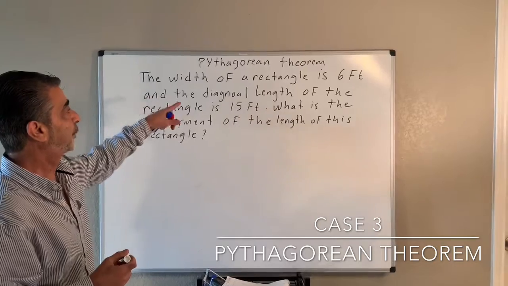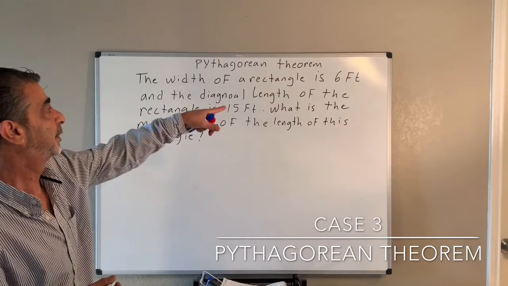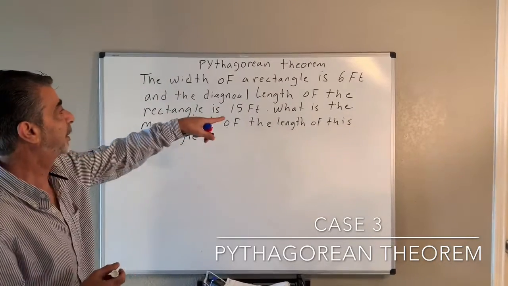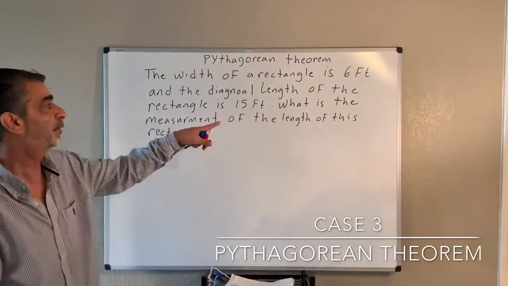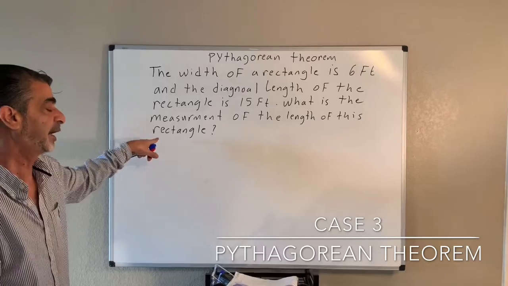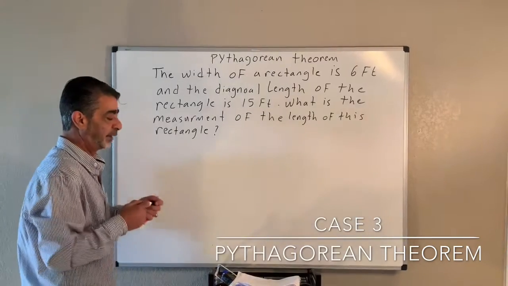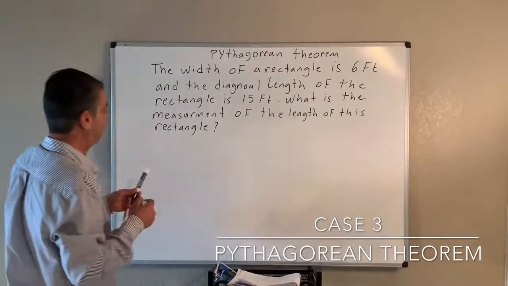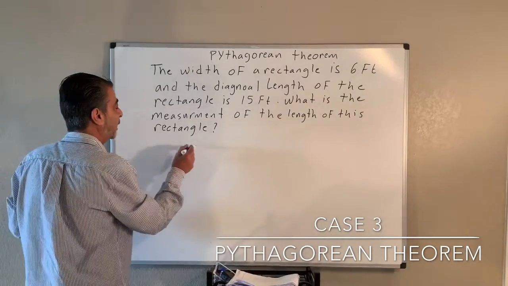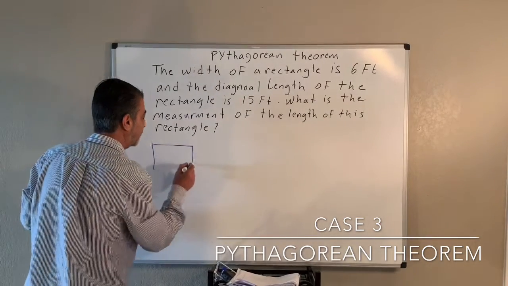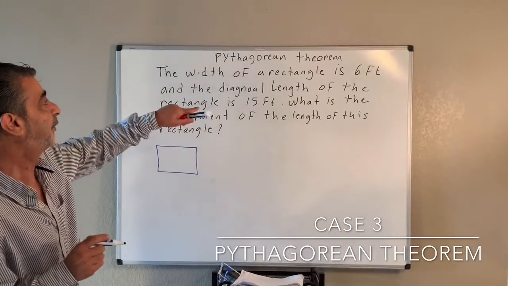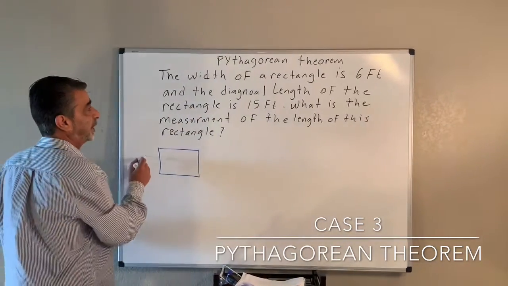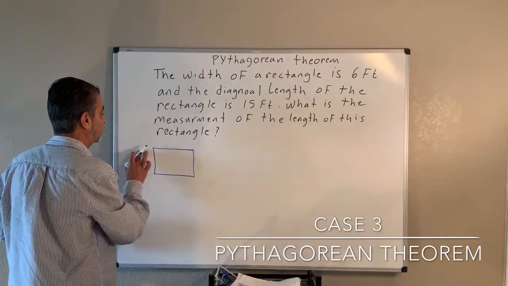Okay, now we have a word problem. It says the width of a rectangle is 6 feet and the diagonal length of the rectangle is 15 feet. What is the measurement of the length of this rectangle? In order for us to solve this, we need to draw that rectangle. This is my rectangle. They're saying that the width of the rectangle is 6 feet. So this is 6 feet.